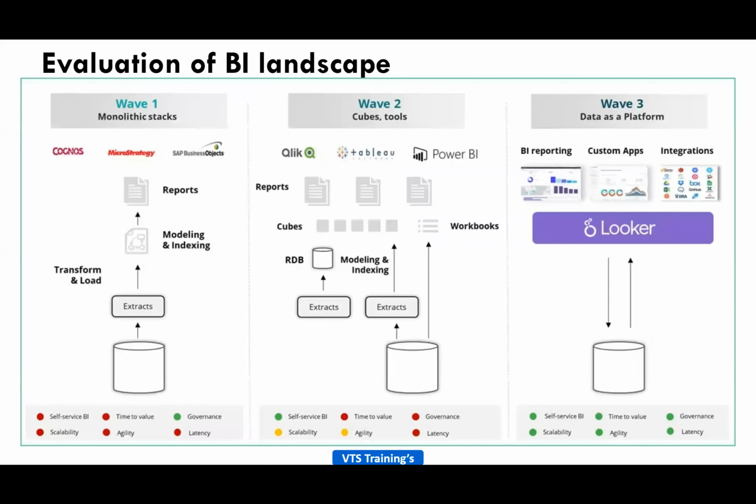So next one is the evolution of BI: how BI is modernized day by day, how it evolved from monolithic stacks to data as a service. In olden days, we had SAP BO, MicroStrategy, and Cognos reporting tools, business intelligence tools. They don't have better database tools.